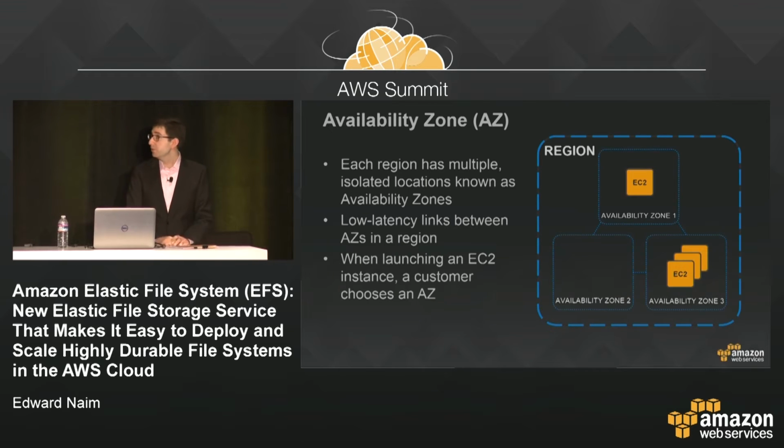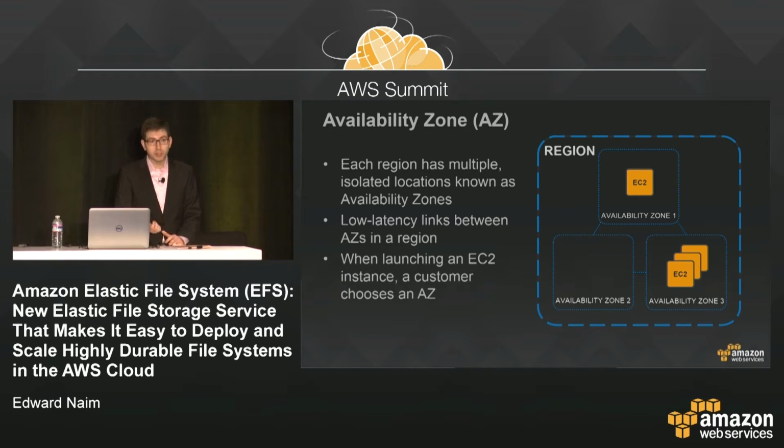So what's an availability zone, or an AZ? Each region has multiple isolated locations known as availability zones. Really, an availability zone is a logical group of data centers. There are low latency links between AZs in a region, so that makes it really easy to have applications that span across multiple AZs within a region.